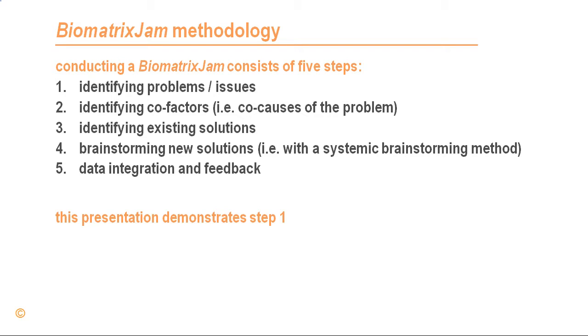Conducting a Biomatrix Jam consists of 5 steps. First, we need to identify problems or issues. Then we need to identify their cofactors or the core causes of the problem. Then we identify existing solutions and brainstorm new solutions, guided by a systemic brainstorming method. And then there is data integration and feedback. This video demonstrates the first step of the Biomatrix Jam methodology.